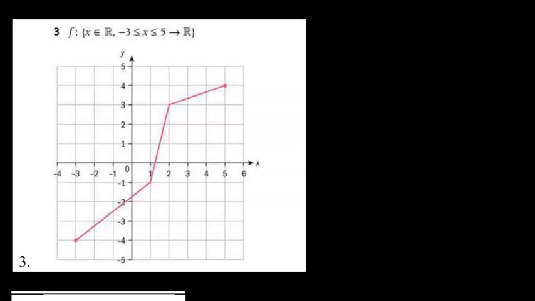Number 3. Okay. So let's see. Here is the domain, and there is the range. They've specified that the range is all real numbers. Okay. Now, let's check to see if it's a one-to-one. Horizontal line test. Therefore, it is a one-to-one.